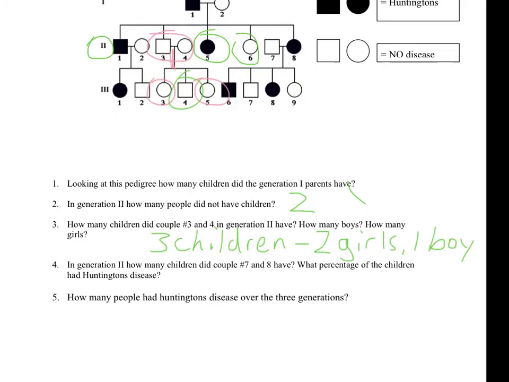On to question 4. How many children do couples 7 and 8 have, and what percentage of the children have Huntington's disease? Again, couples 7 and 8 are in the 2nd generation here, and we have to look at their children, which is below, and we can see that they have 4 children. So we would write the answer 4 children.